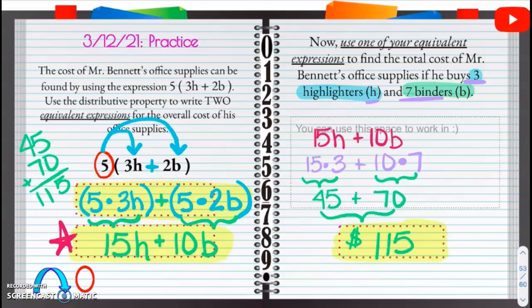I am going to kind of erase this so we don't get confused. That's going to be it for our practice. Great job.